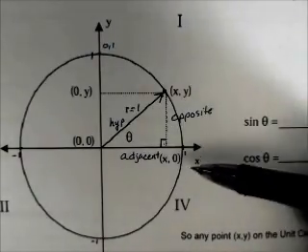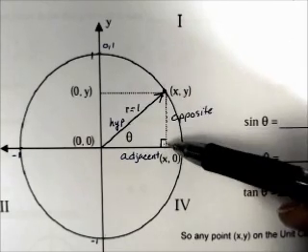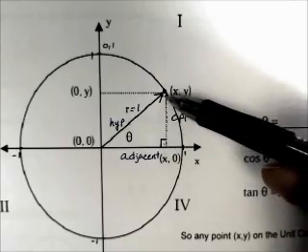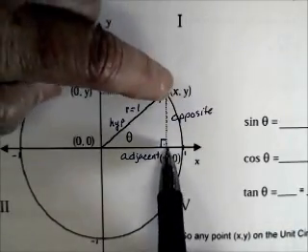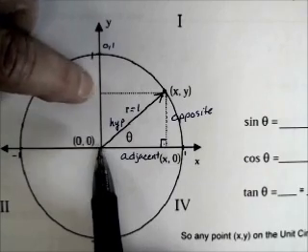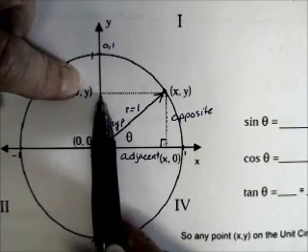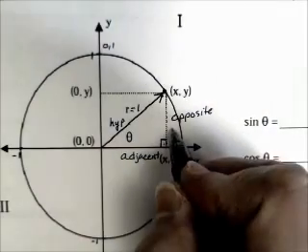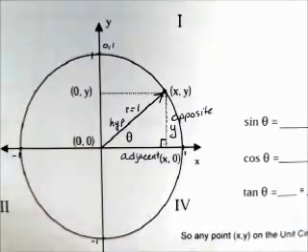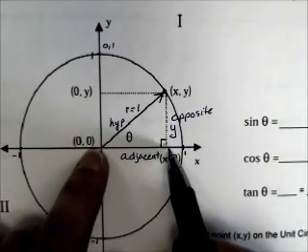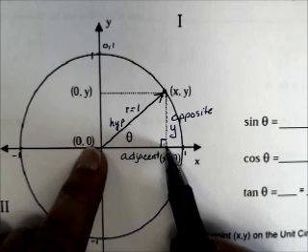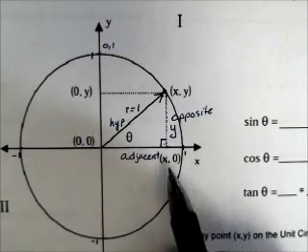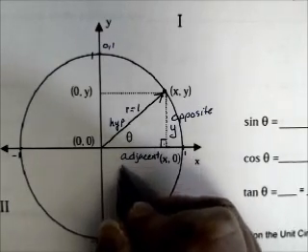Now, how can we represent the side opposite? What is this length? Well, it's equivalent to the y-coordinate. It's the same length as whatever this y-coordinate value is. So I'll also represent this by y. And what is the length of the side adjacent? What is this length here? Well, it's whatever the value of this x-coordinate is. So I'll write an x.